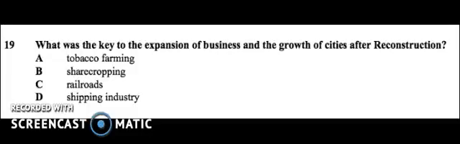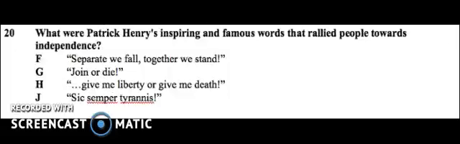Question 19. What was the key to the expansion of business and the growth of cities after Reconstruction? A. Tobacco farming, B. Sharecropping, C. Railroads, D. Shipping industry. Question 20.